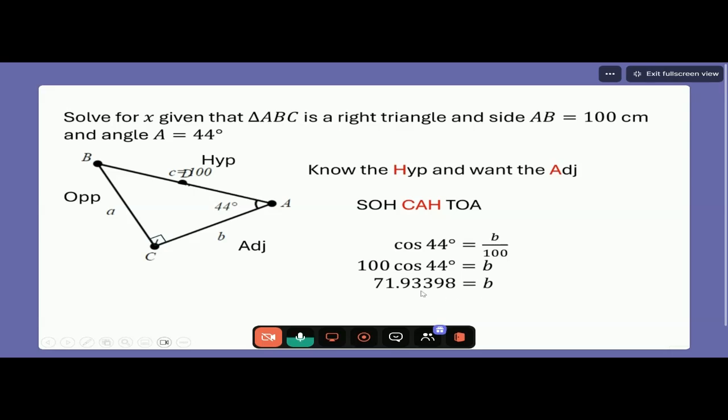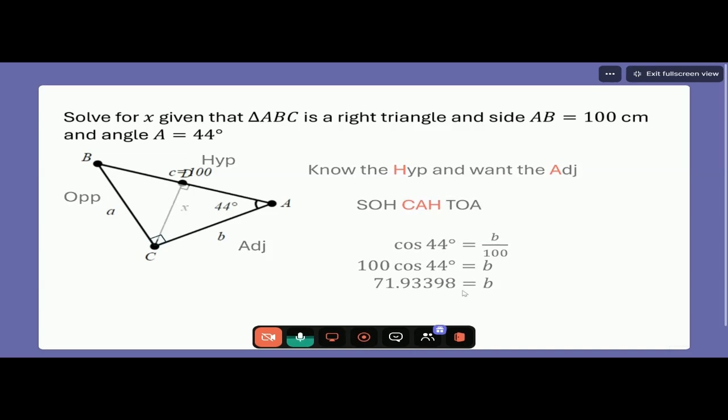and I kept some extra decimal places there so I don't get a rounding error in my final answer, because I'm going to have to use this number here. A lot of people will cut this off. They'll say 72 or 71.9, and then you're going to take that number and do further calculations with it, which means that you might get a rounding error in your final answer. So I'm going to keep those extra decimal places.